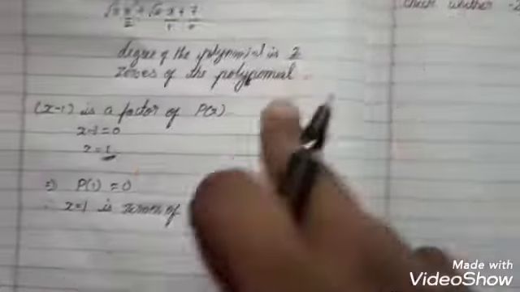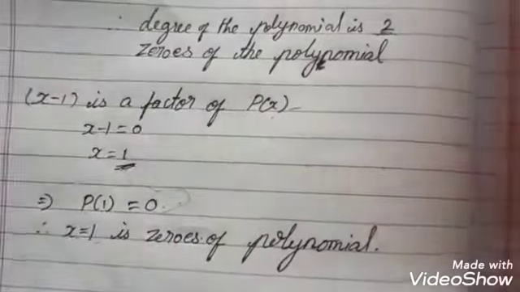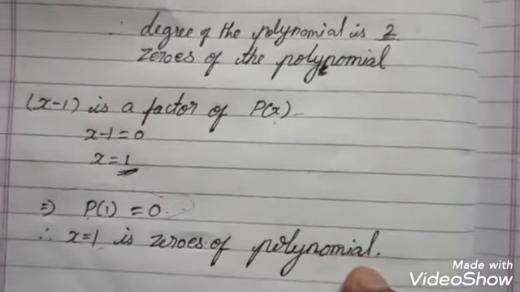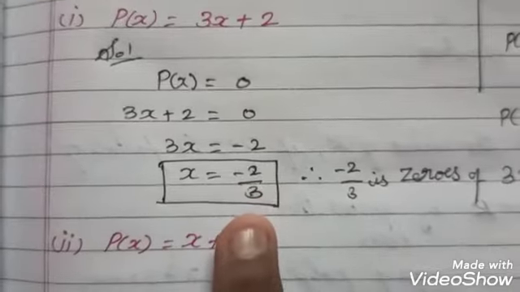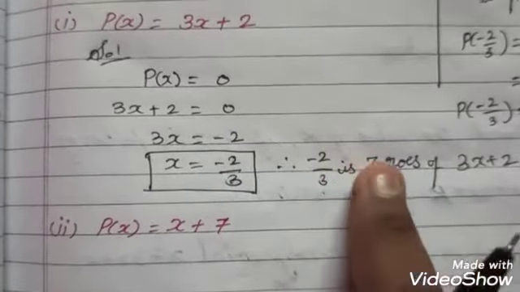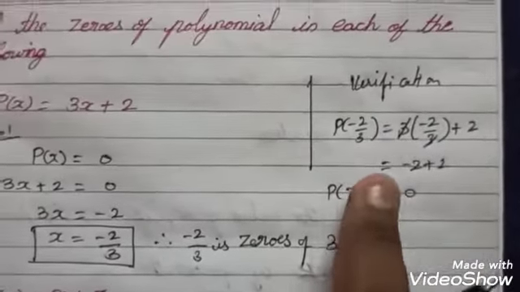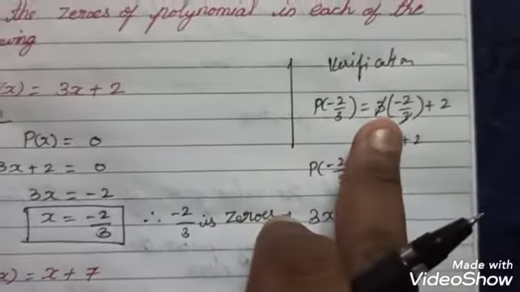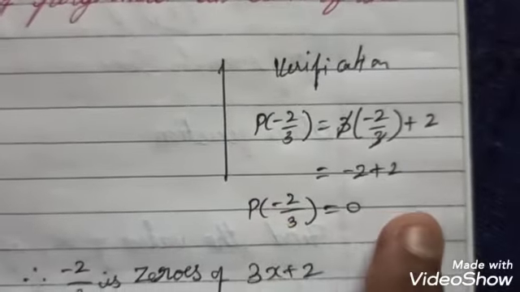The condition I already told: if x equal to 1, p of 1 equal to 0, it means that 1 is a zero of the polynomial. Here we find x equal to minus 2 by 3. So I said minus 2 by 3 is the zero of the polynomial 3x plus 2. Here we have to check p of minus 2 by 3. Instead of x I substitute minus 2 by 3, and you get p of minus 2 by 3 is 0.